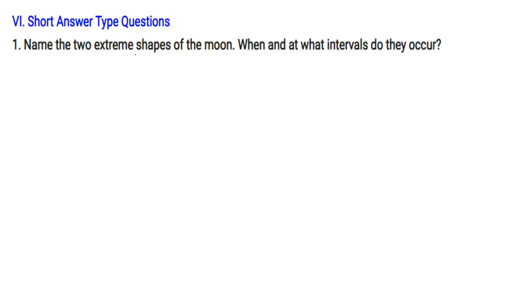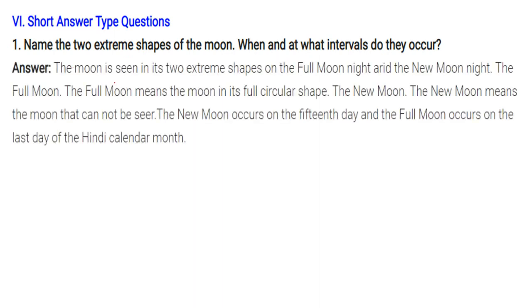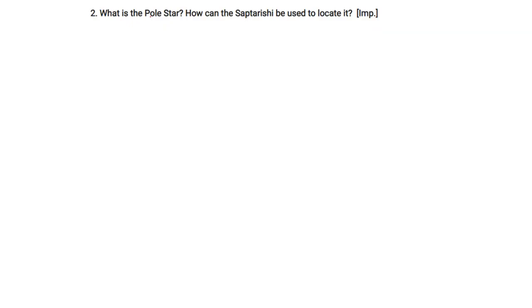Name two extreme shapes of the moon. When and at what intervals do they occur? So the moon is seen in its two extreme shapes on the full moon night and new moon night. The full moon means the moon in its full circular shape. The new moon means the moon that cannot be seen. That is, the new moon occurs on the 15th day and the full moon occurs on the last day of the Hindi calendar month.